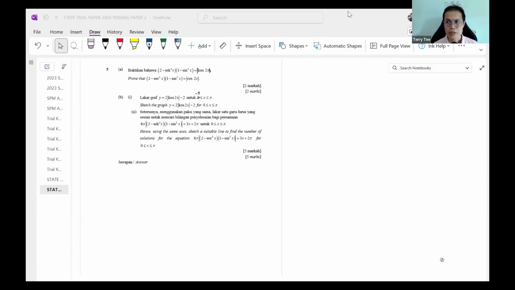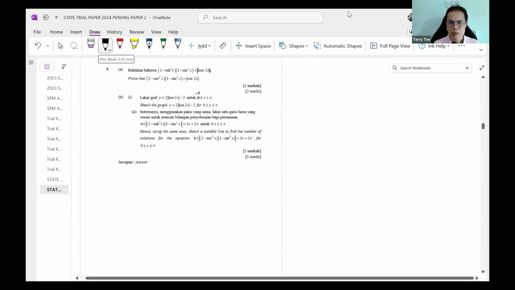Okay, moving on to question number 5. So this is from form 5, chapter 6, trigonometric function. So let's begin. We're supposed to prove this. Now, notice that there's a mistake in the question here. There's no modulus sign here. Yeah, not supposed to have modulus sign. The modulus is meant for the second part of the graph.